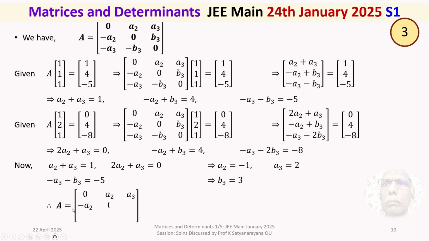So thus A is equal to the matrix (0, a2, a3; minus a2, 0, b3; minus a3, minus b3, 0), and that is equal to the 3 by 3 matrix (0, -1, 2; 1, 0, 3; -2, -3, 0). You are substituting. So we are ready to compute the answer.